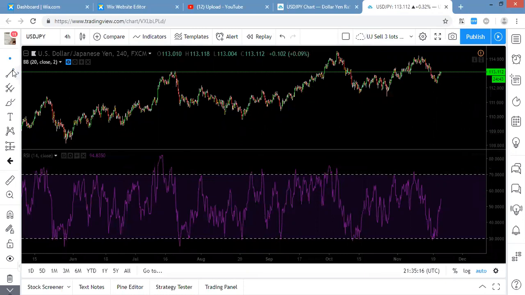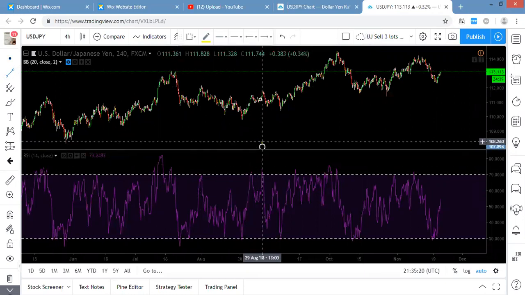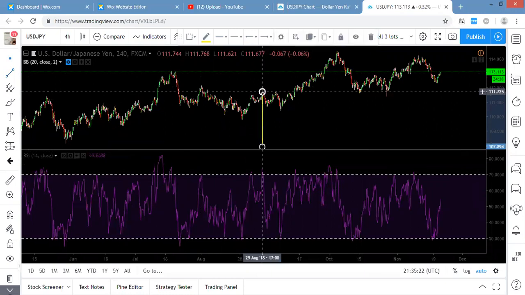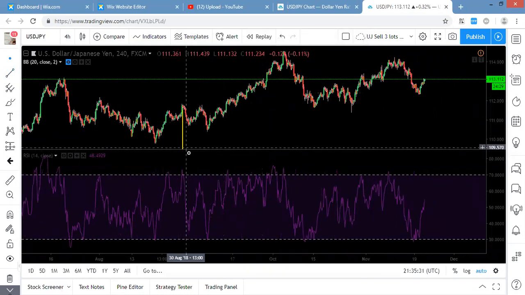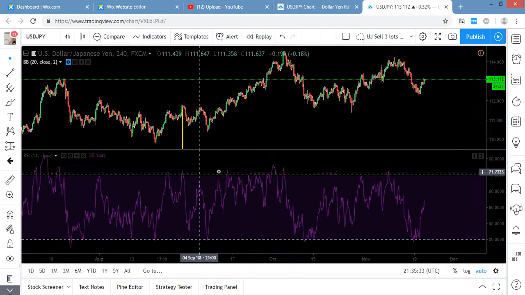All right, let me do this again. So from this peak to this peak, it runs vertical, okay? This peak right here is showing you this peak on the chart. We can zoom in a little bit, that way you have an idea, okay? So remember, it always runs vertical.